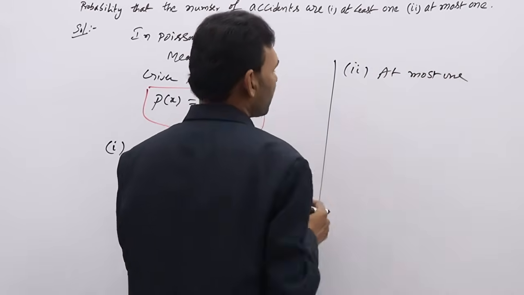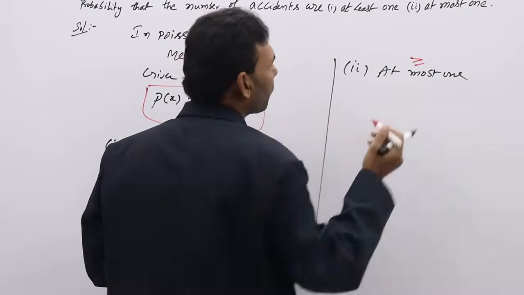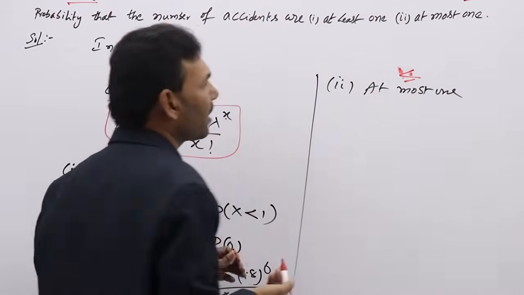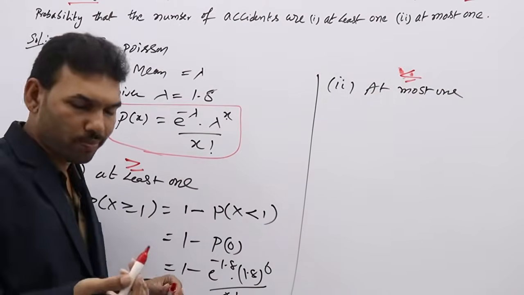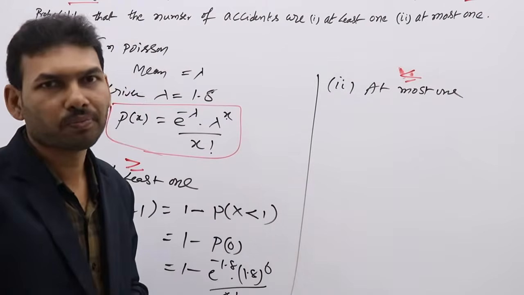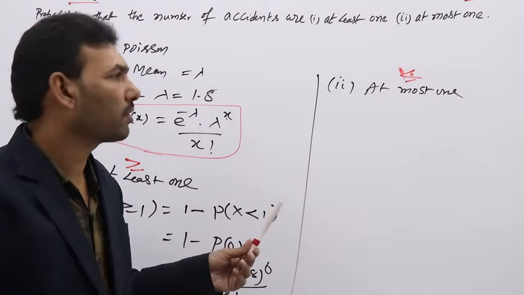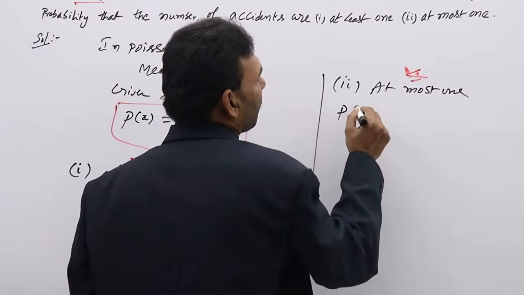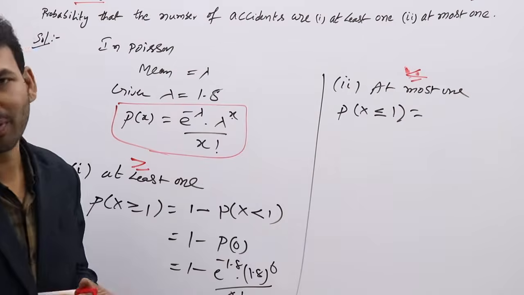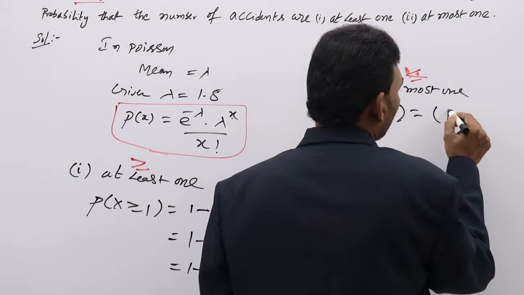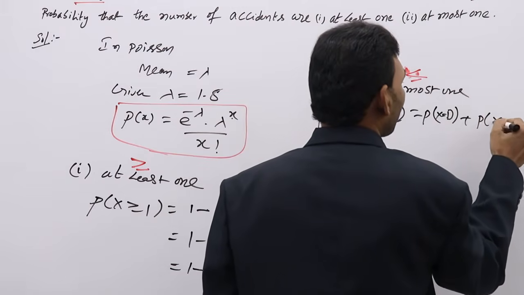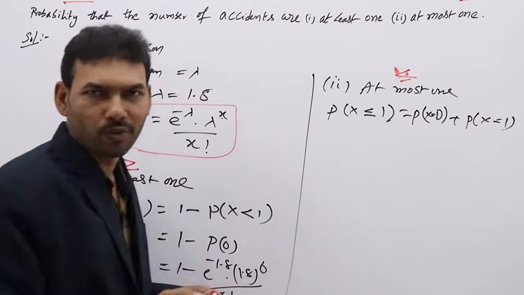At most 1 means less than or equal to 1. At most, maximum 1, minimum as less as possible. That means p of x less than or equal to 1. X less than or equal to 1 means two cases: p of x equal to 0 plus p of x equal to 1. 0 case and 1 case.